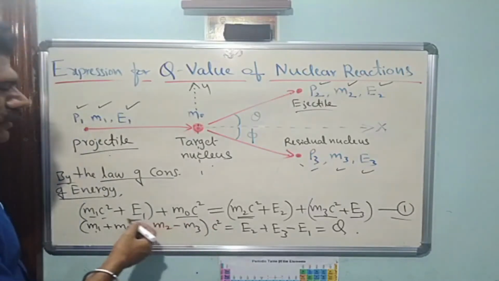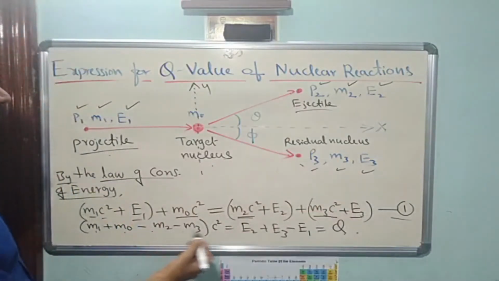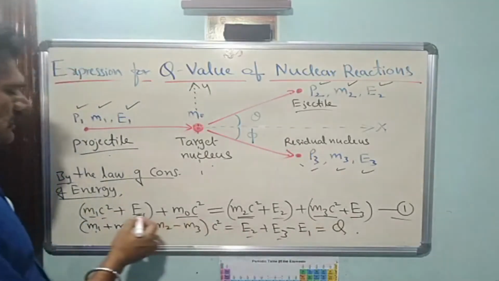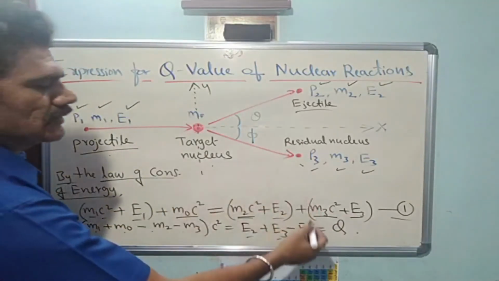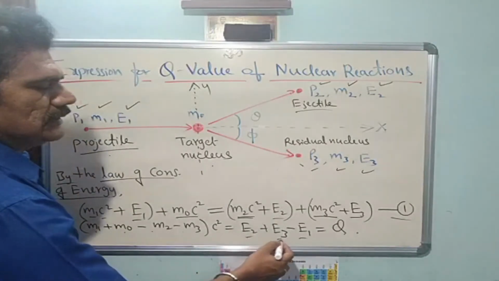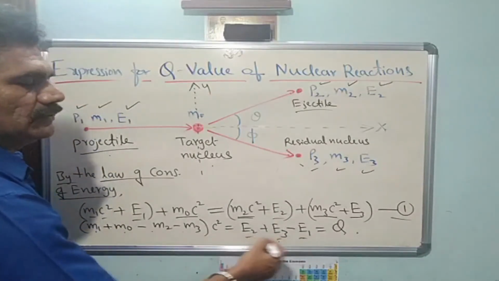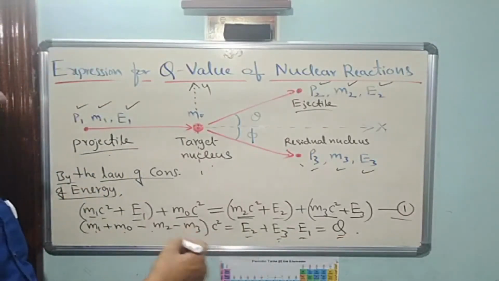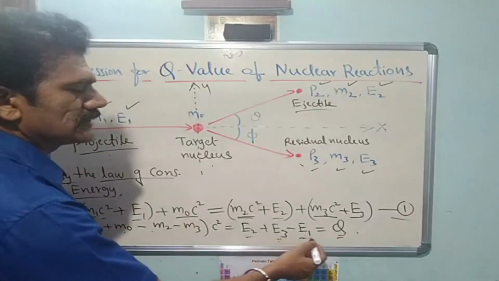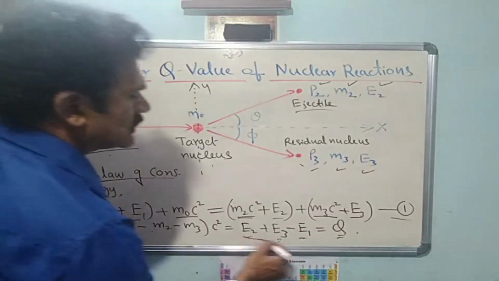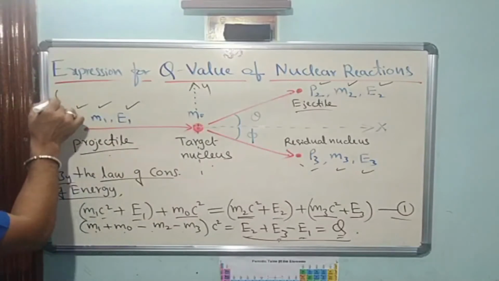And you take all energies to the right hand side. Here we already have E2 plus E3, and you take the E1 to the other side as minus E1. So E2 plus E3 minus E1 must be equal to the quantity of energy either released or absorbed. So E2 plus E3 minus E1 gives the value of Q. We take this equation as our main equation to calculate Q.